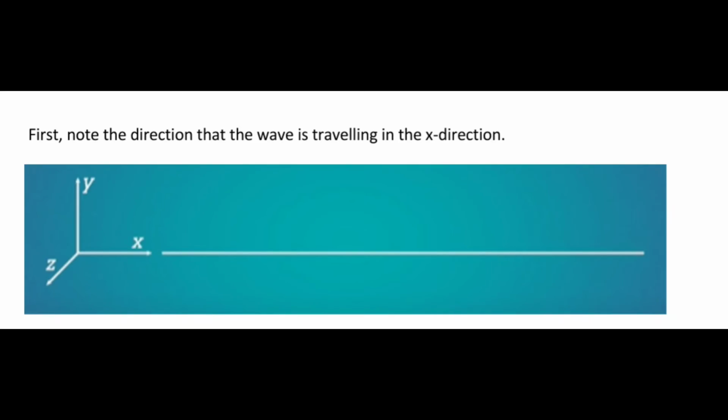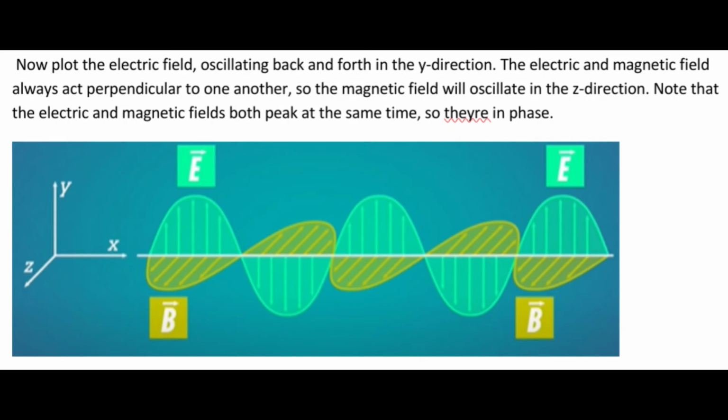To grasp the effect of changing fields in motion, let us model an electromagnetic wave as it travels through three-dimensional space. First, note the direction that the wave is traveling: the x direction. Now plot the electric field oscillating back and forth in the y direction. The electric and magnetic fields always act perpendicular to one another, so the magnetic field will oscillate in the z direction. Note that the electric and magnetic fields both peak at the same time, so they are in phase.